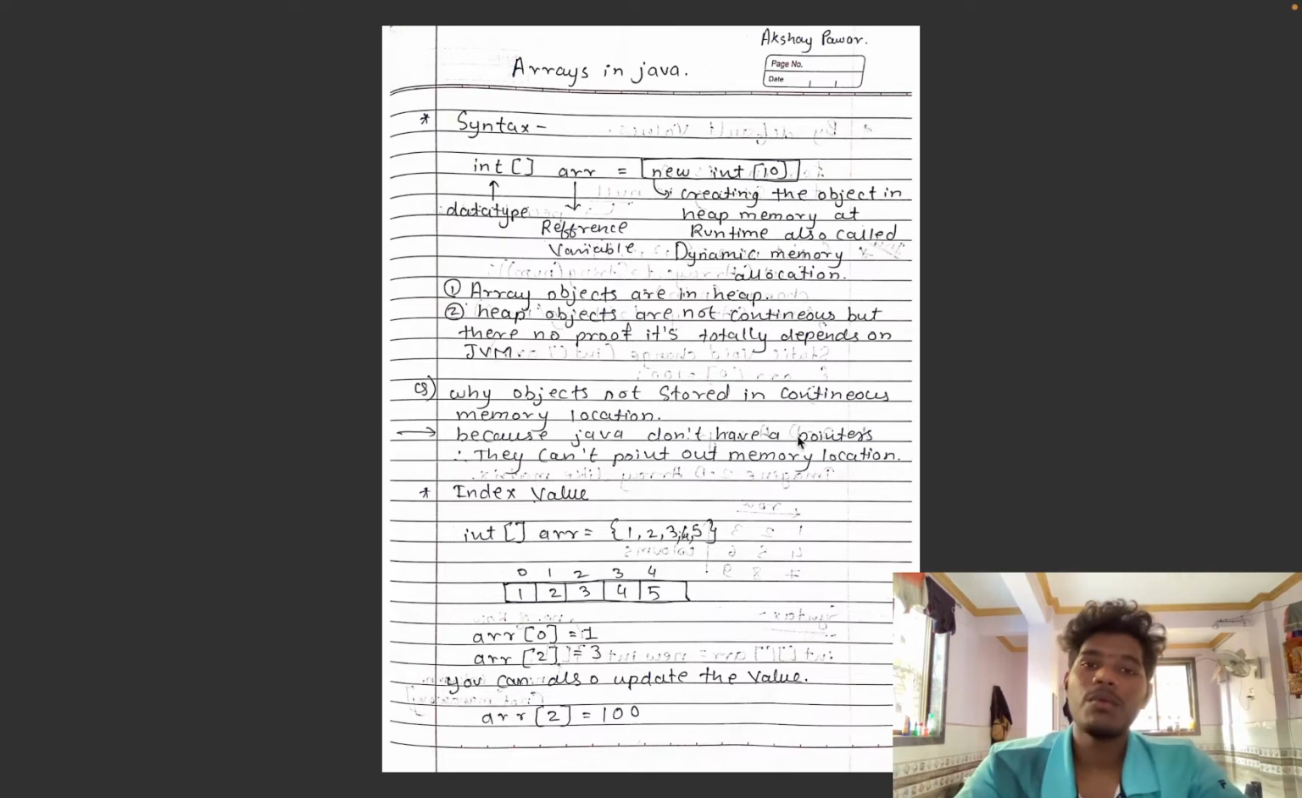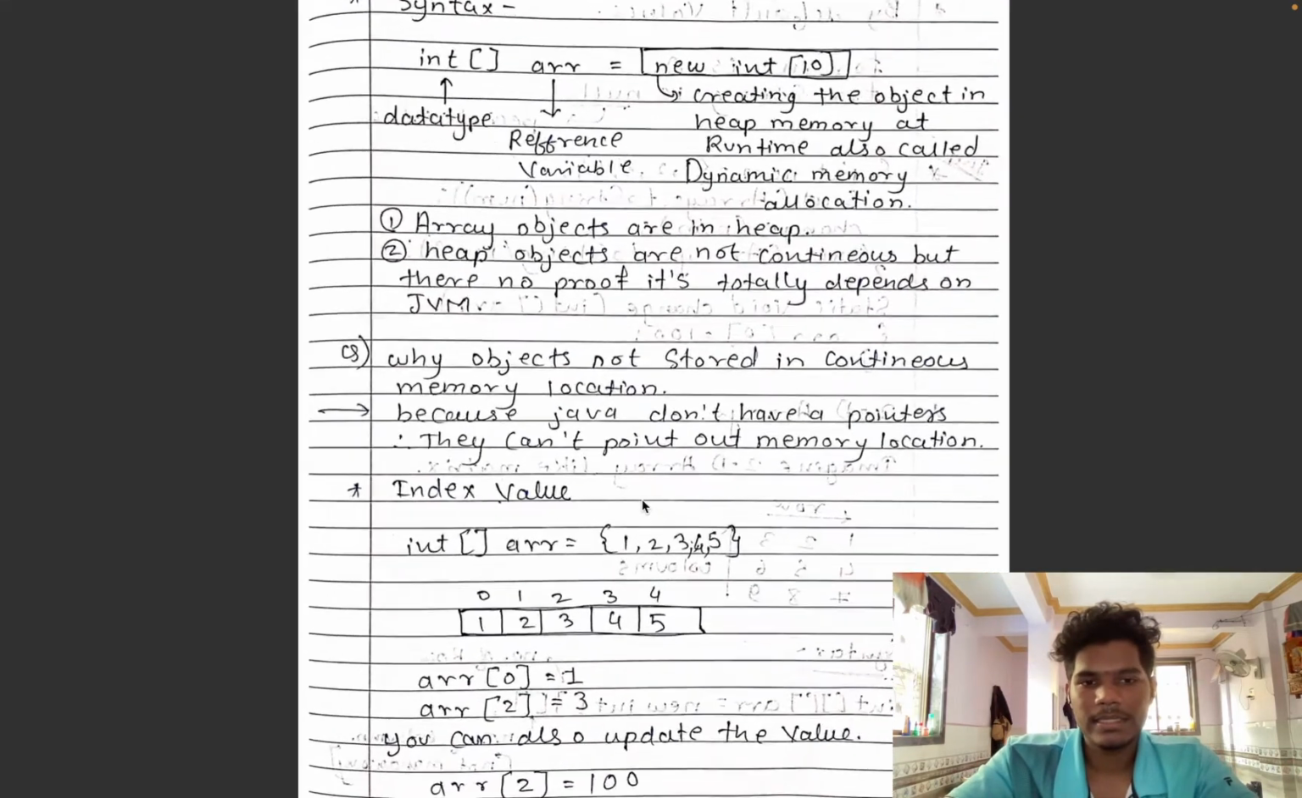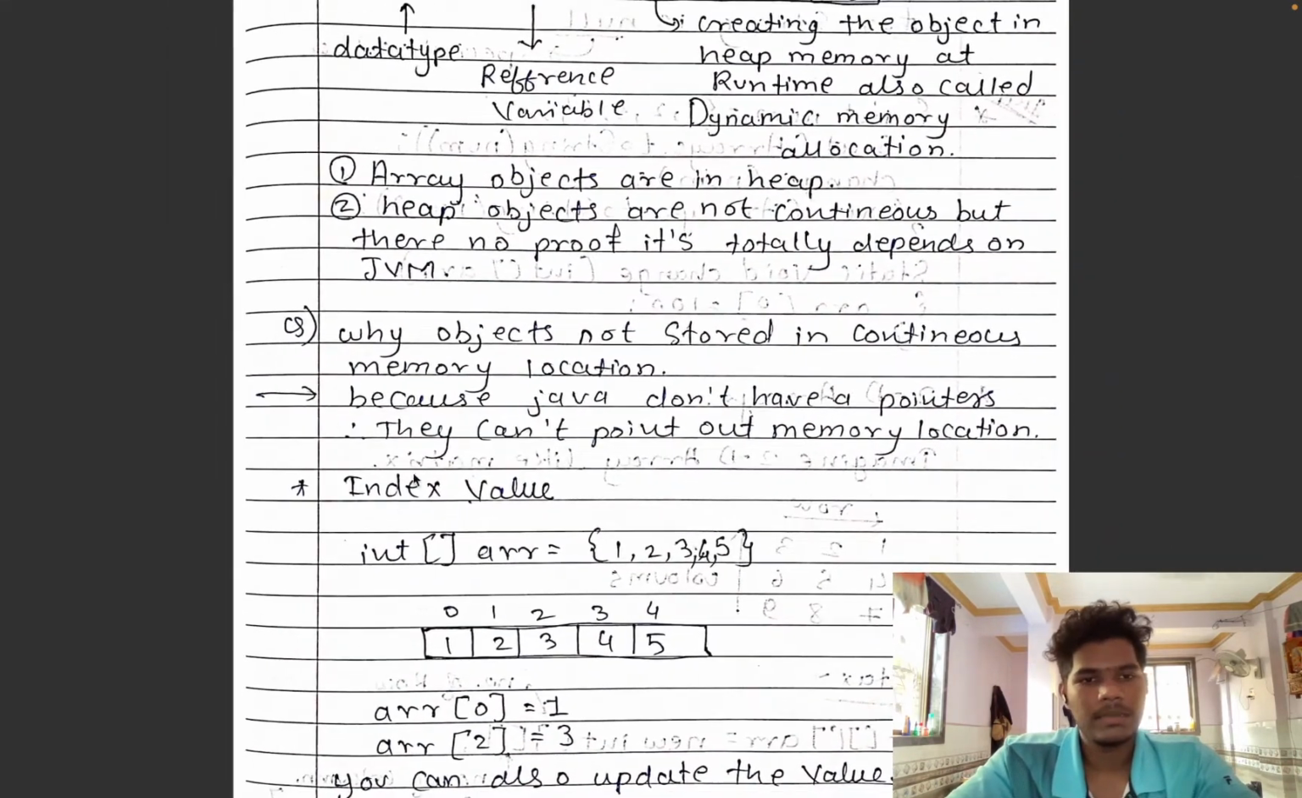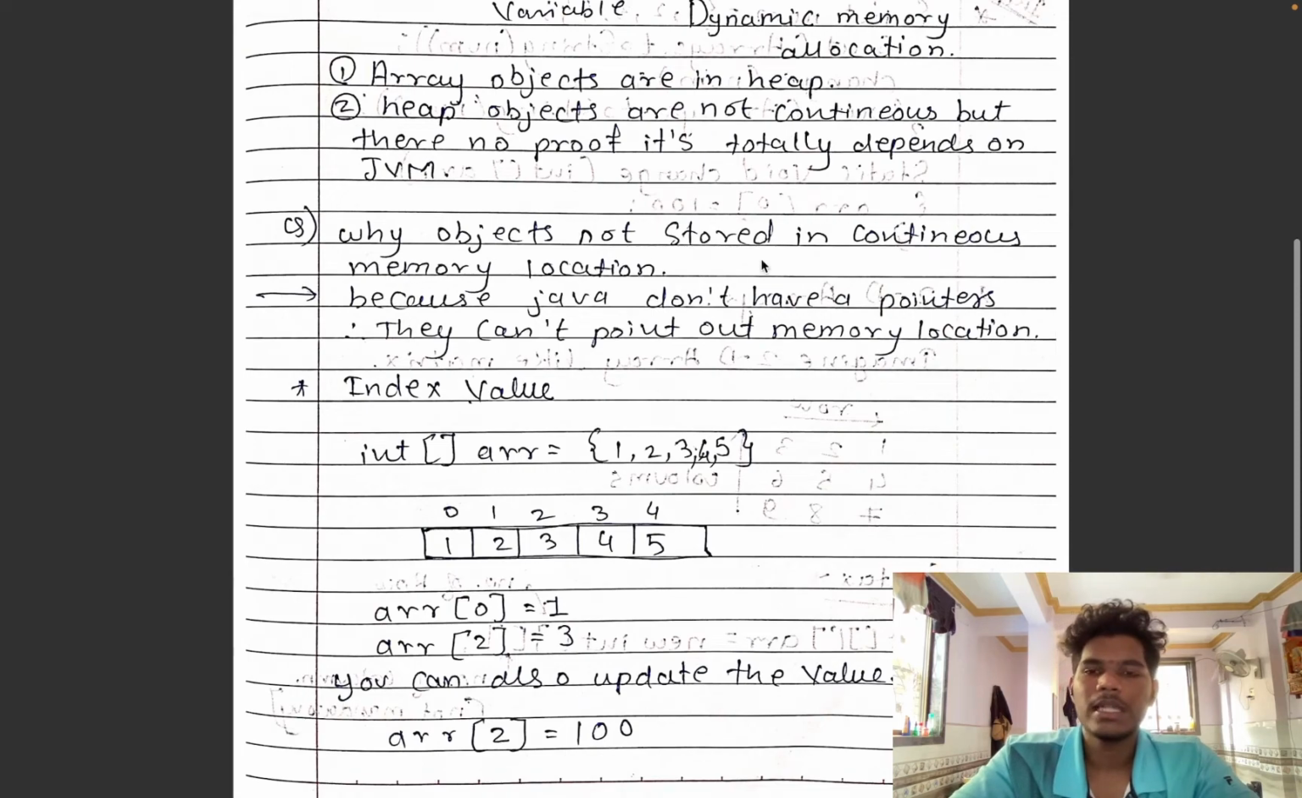Okay, so what is the reason? There is some reason. Why are objects not stored in a continuous memory location? There is a reason, and I'll explain it a little bit.